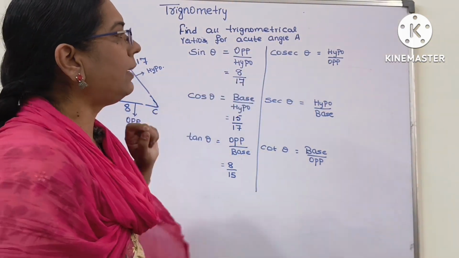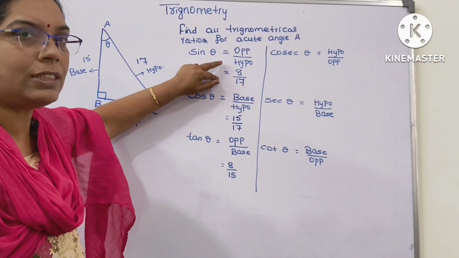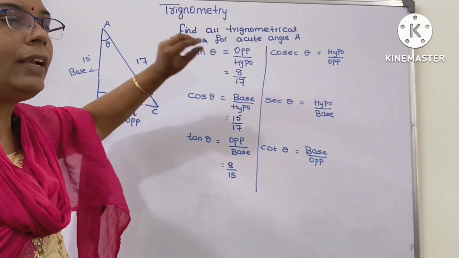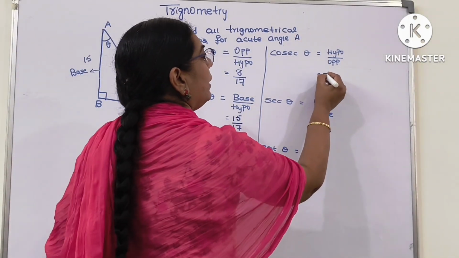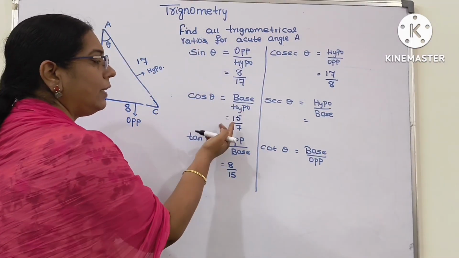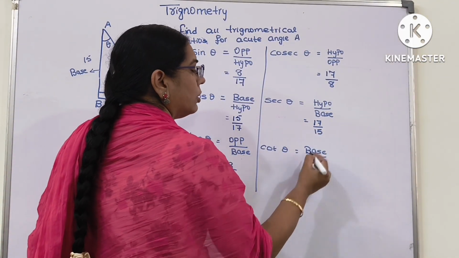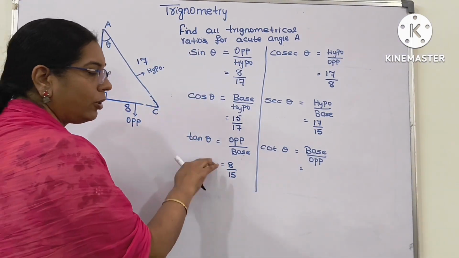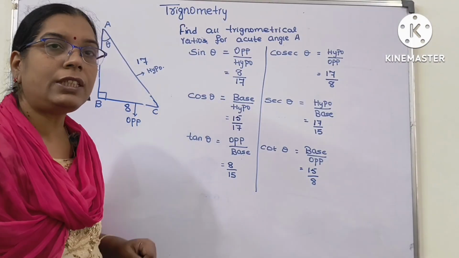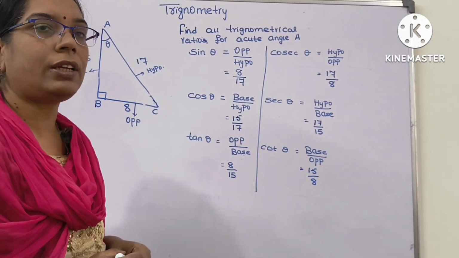Cosecant theta. Cosecant theta is hypotenuse. So just take the reciprocal of sine. That is the simplest way. If sine is 8 by 17, what would be your cosecant? 17 over 8. Similarly, tell me for secant theta, 17 over 15. Take the reciprocal of cos. For cot, take the reciprocal of tan. It will be 15 by 8. This is how, if values are given, you have to find the trigonometrical ratios.